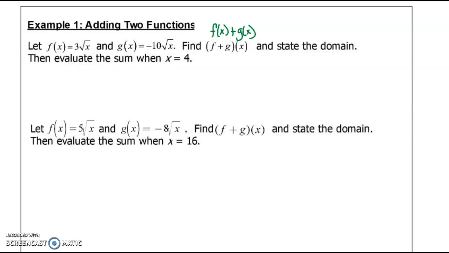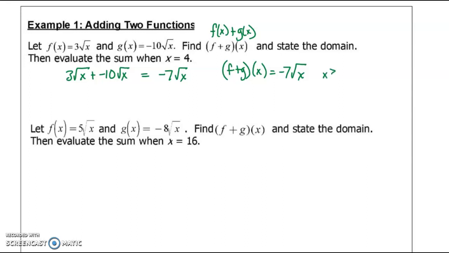We're going to do 3 square root of x, that's f of x, plus negative 10 square root of x, that's g of x. And 3 square root of x minus 10 square root of x is negative 7 square root of x. So f plus g of x equals negative 7 square root of x. Now, the domain is the domain that is true for both functions. Both functions have a square root, and remember, square roots have to have x values that are greater than or equal to 0. So that is the domain.